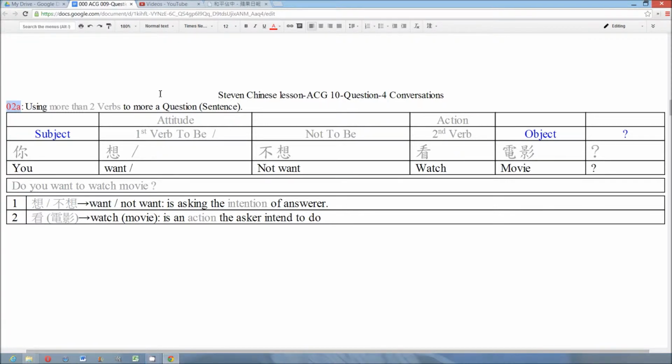This is 2A. We know how to use two or more than two verbs to form a question. For example, 你想不想看電影? Do you want to watch a movie? In this question, this is the first verb, and it shows the attitude. You can also show your feeling or your intention here. And the second verb shows the action. So in this question, 想不想 is asking the intention, and the second verb, watch movie, is an action. The asker suggests.